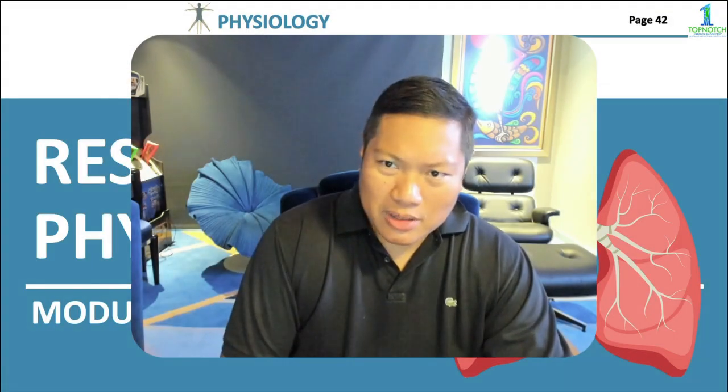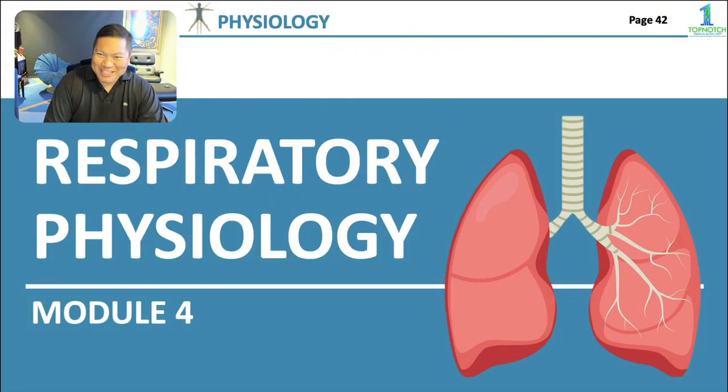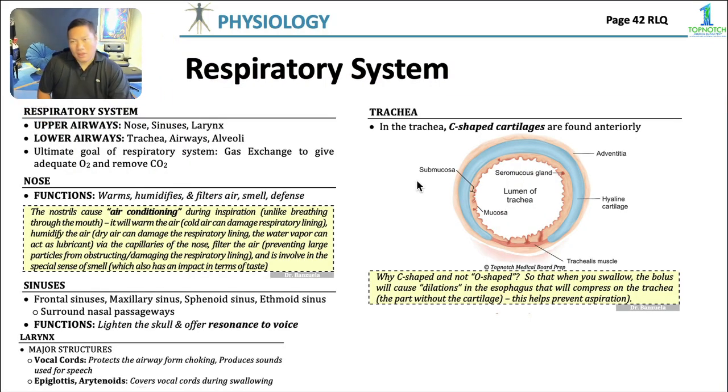Welcome to Module 4, Respiratory Physiology. So let's start. So you must have heard of the term respiratory tree. I really like the term because basically the respiratory system is like an inverted tree, okay? With the trachea for the trunk, the branches are your bronchi and bronchioles, and the leaves are basically your alveoli. So an inverted tree, okay?